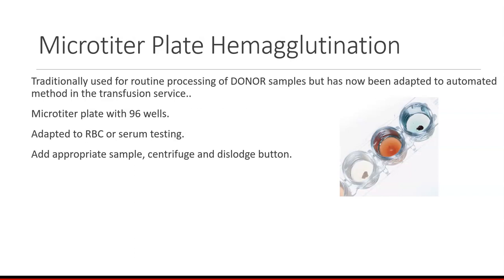You add the appropriate samples, the knowns and the unknowns, you centrifuge, dislodge the button, and it is just like the tube system except on a grander scale. So agglutination would be a positive. For example, you can see at the top right, the blue, which is anti-A, is agglutinated. The yellow, which is anti-B, is not. And then the clear is anti-D, which is agglutinated. So this individual would be A positive.